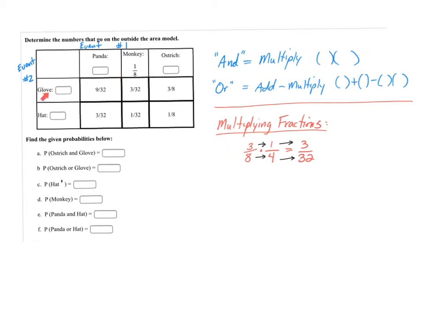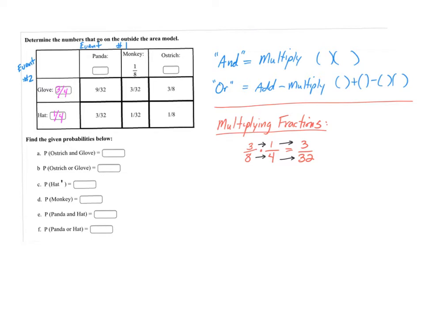What do you multiply 1 by to get 3? Well, that has to be a 3. So I'm going to put a 3 in the numerator of this fraction right here. And what do you multiply 8 by to get 32? That'll be a 4. Now, also to understand the left-hand side of these boxes for the glove and the hat, they have to add up to 1. So therefore, my missing hat box has to also be 1/4.